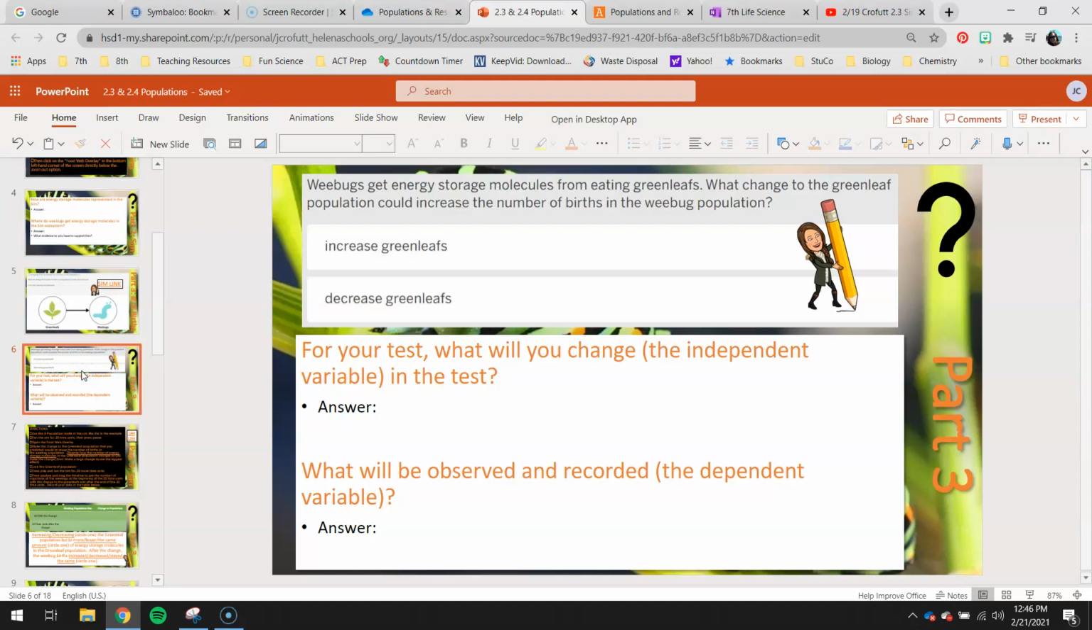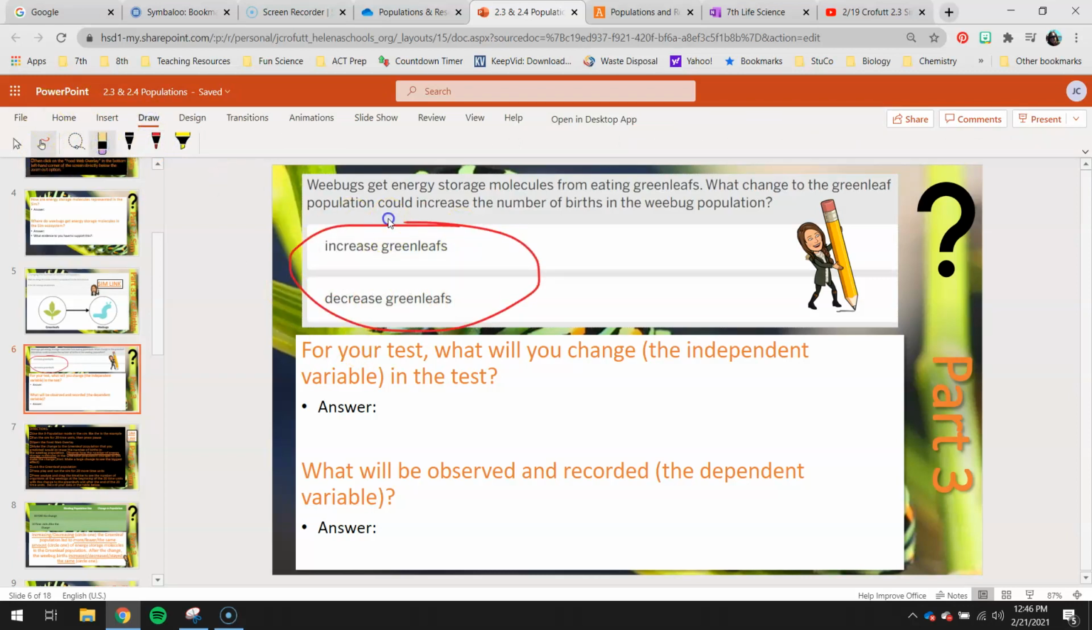All right, moving on to the next page, you're going to make some predictions. Wee bugs get energy storage molecules from eating green leaves. What change to the green leaf population could increase the number of births in the wee bug population? So you guys are going to be manipulating the green leaves and trying to increase how many wee bugs are being born. So what do you need to do to the resource population, their food, that would give them more births and increase their population size? So would you increase the amount of green leaves there are or decrease? Use your draw tool to circle one of those. And then move on to this next part.